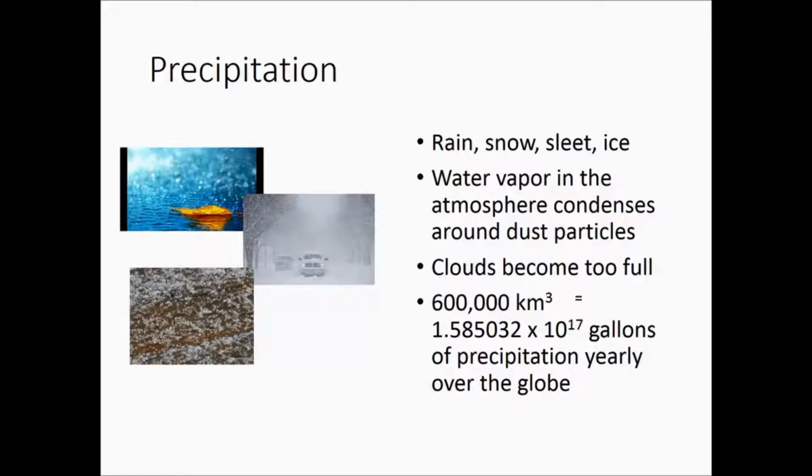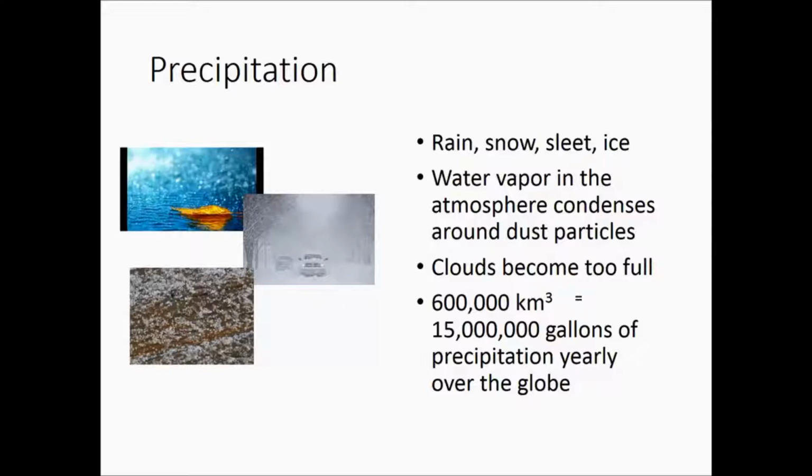So one of the big parts of the water cycle that we think of is precipitation. Precipitation is a flux, and it isn't just when it rains outside, but rain, snow, sleet, ice, anytime there's water in any form falling from the sky. Anytime there's water vapor in the atmosphere that condenses around dust particles, that forms precipitation. And when clouds become too full of that water vapor, they begin to rain.